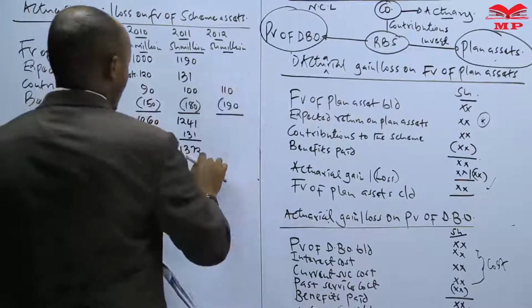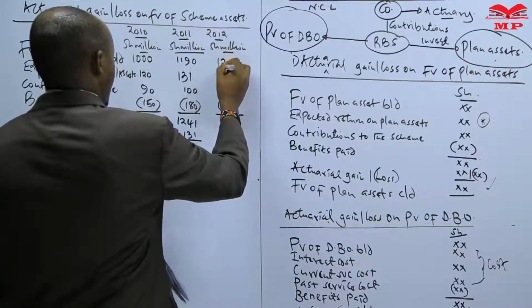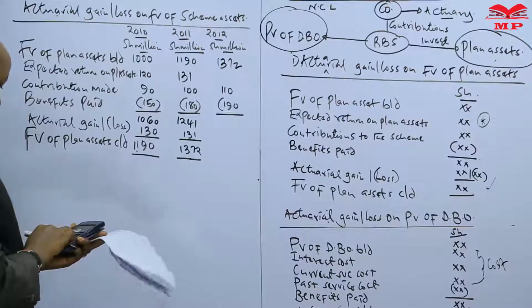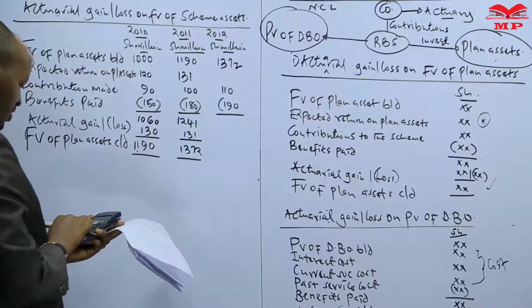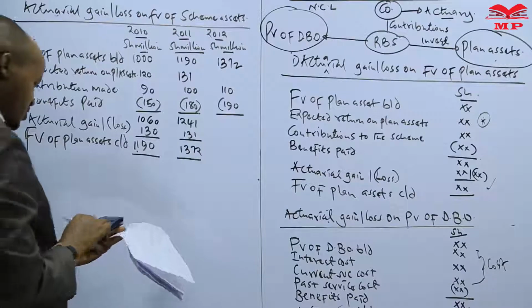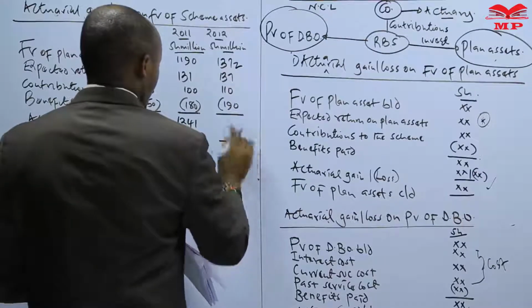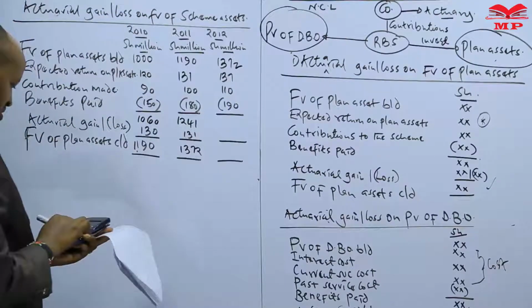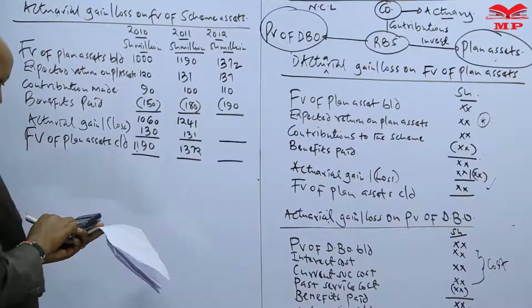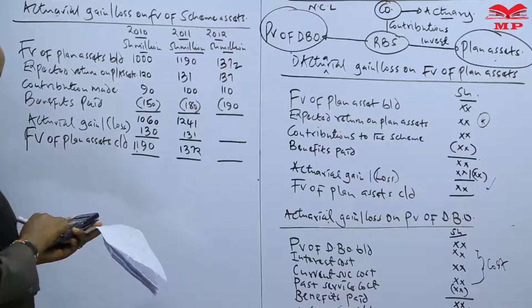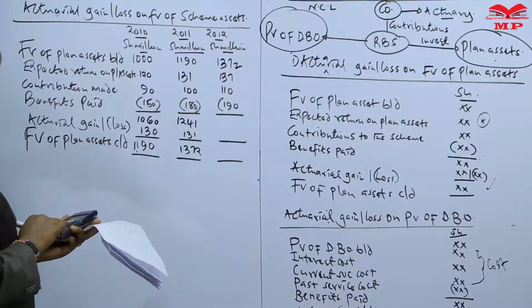So we go to the next year. Our closing balance there becomes the opening balance, and then we compute the expected return, which is 10% of 1,372. That will give us 137 to the nearest whole number. So we compute this, meaning that we have 1,372 plus 137 plus 110 minus 190.